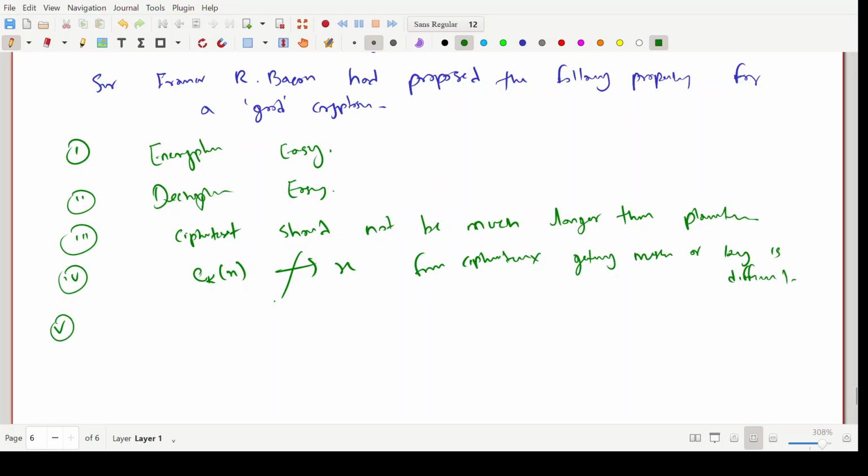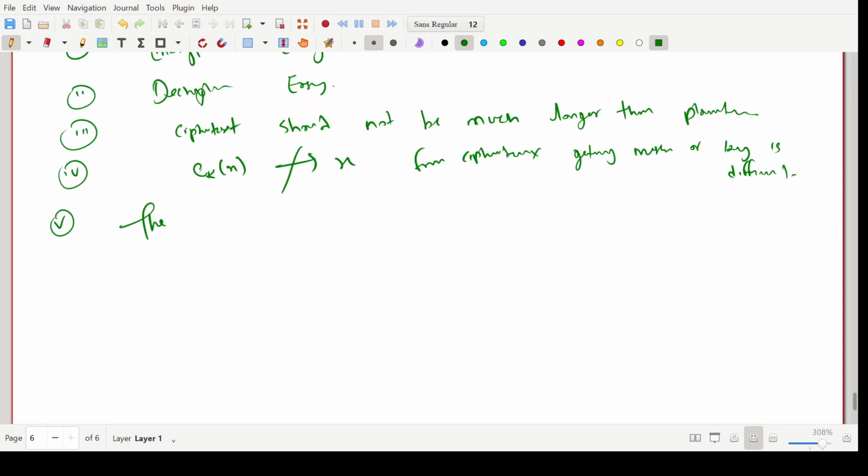Okay. Fifth is the avalanche effect. This is a nice one. The avalanche effect should hold in a crypto system. So what is the avalanche effect actually?